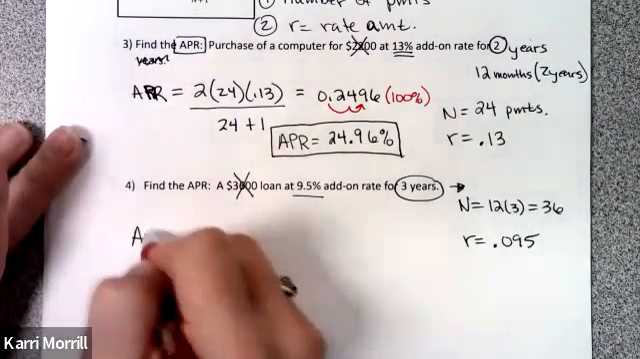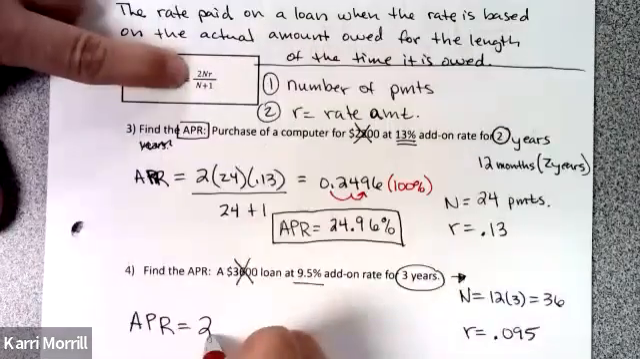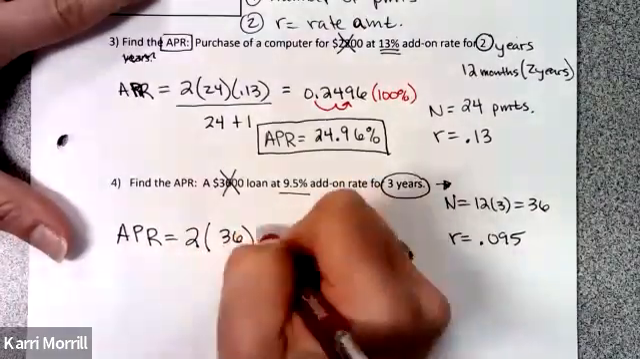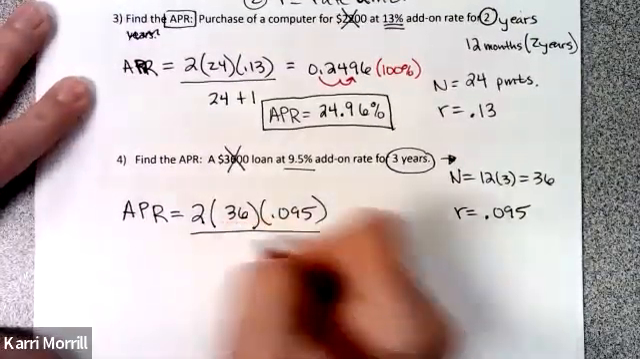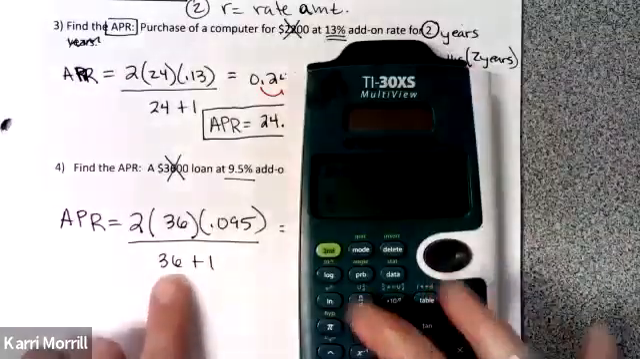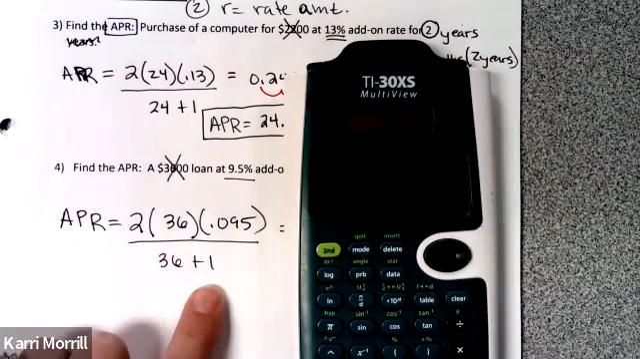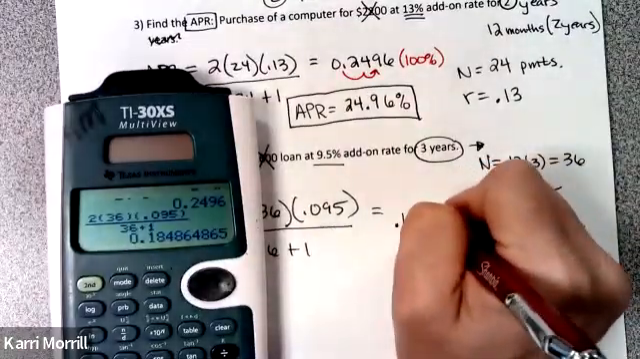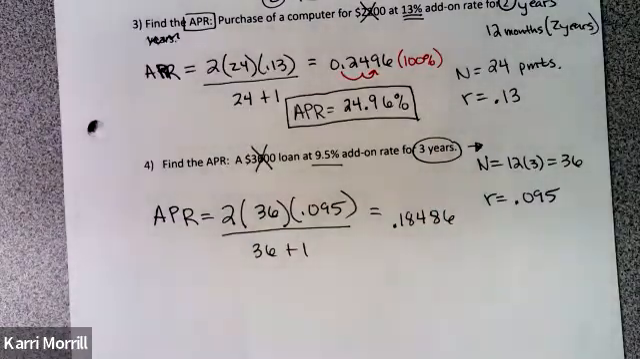So our APR for this particular problem, we still take the 2 from the formula times the number of payments. This one was 36 payments times my rate, and my rate is 0.095, all over 36 plus 1. 2 times 36 times 0.095, and 36 plus 1 is this: 0.18486. I just wrote like 5 numbers down, which is kind of my habit.